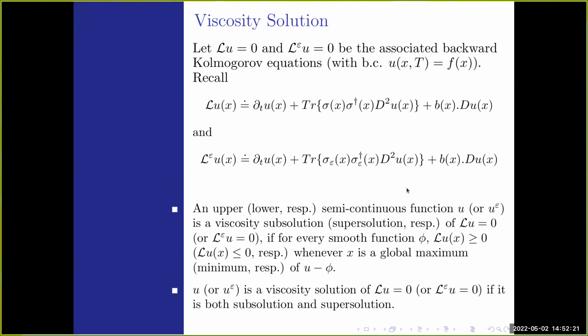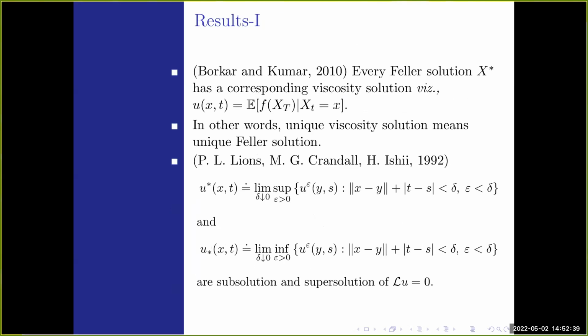So we look at the viscosity solutions of the associated backward Kolmogorov equations with the final condition u of x comma capital T equal to f of x, where f of x is taken from a class of bounded continuous functions. Using this concept, Borkar and Suresh have proved that for every Feller solution of the SDE, there is a corresponding viscosity solution, and the viscosity solution is just given by the conditional expectation that you can get from the Feller property of the solution. One trivial consequence is that if you can show that there is a unique viscosity solution, then the uniqueness of the Feller solution also follows immediately.